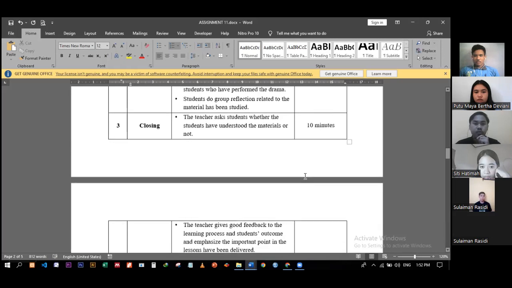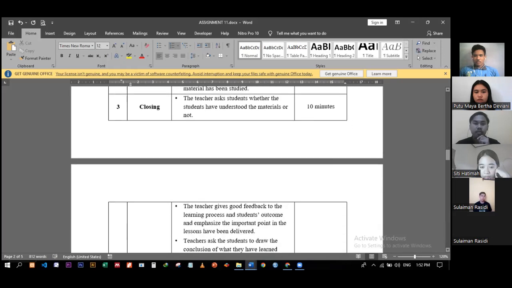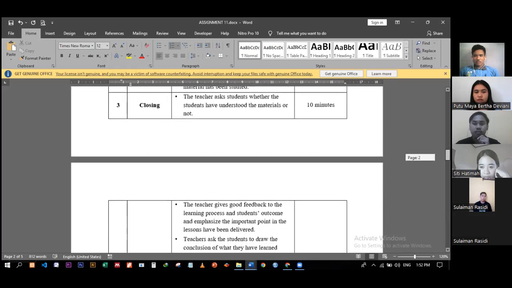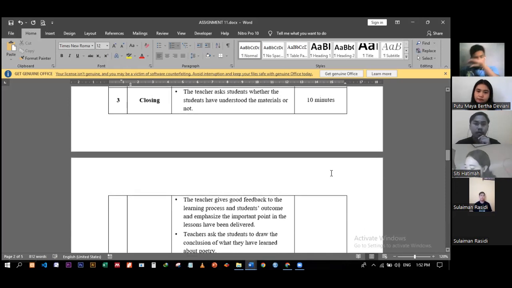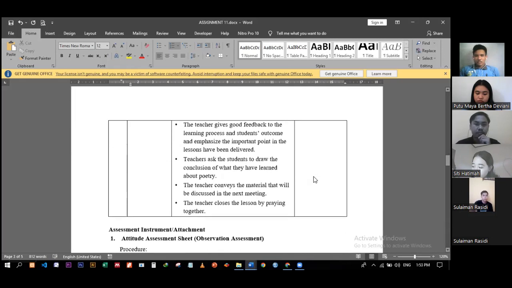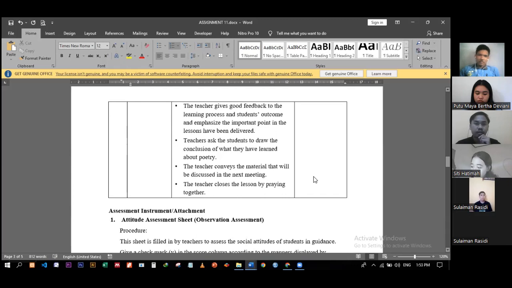And as usual, in the learning process, there is also the closing. The closing is meant for the end of our learning process. In the closing, the teacher asks students whether they have understood the material or not. And then the teacher gives good feedback on the learning process and students' outcomes and emphasizes the important points in the lesson that have been delivered.